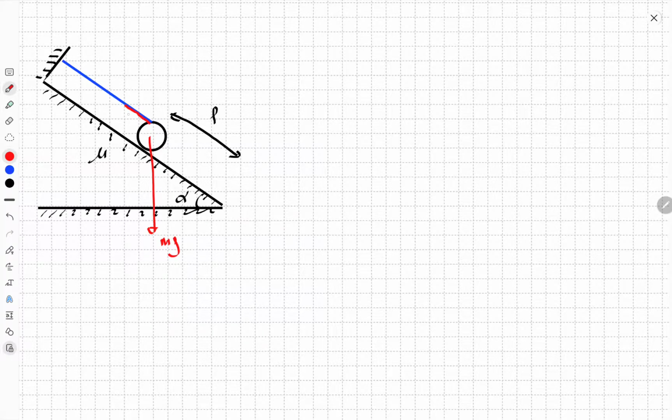mg, tension, normal force, and the friction force upward. And we know that it will move in this direction. In this direction we have an acceleration. So basically Newton's second law in this direction will be: mg sine alpha minus tension minus friction force equal to ma. Very simple.